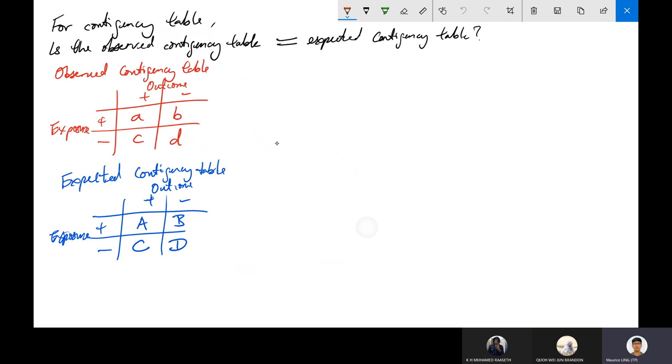Essentially what you do is you use a template. This template is just a hypothetical idea. You have your expected, exposure plus and minus, and the outcome. So this is case 1, case 2, case 3, and case 4.